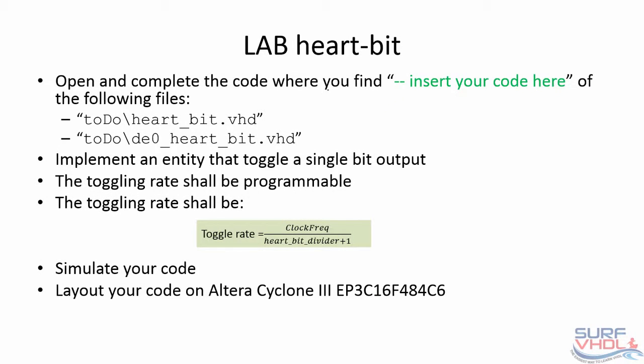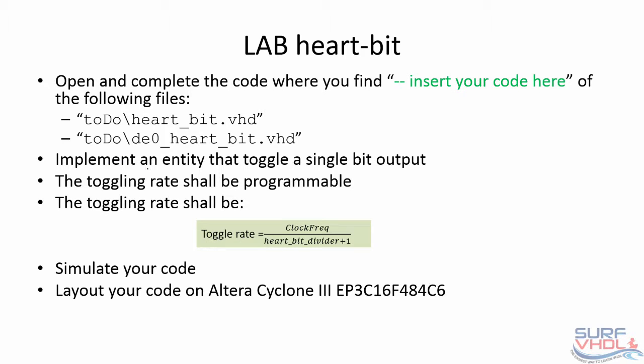Let's start with the first lab, the lab heartbeat. To complete this lab, you have to open the VHDL code where you find "insert your code here" in the following files. In the to-do folder, open the heartbeat file .vhd and DS0 heartbeat .vhd. This is the top level, and that is a component to instantiate in the top level.